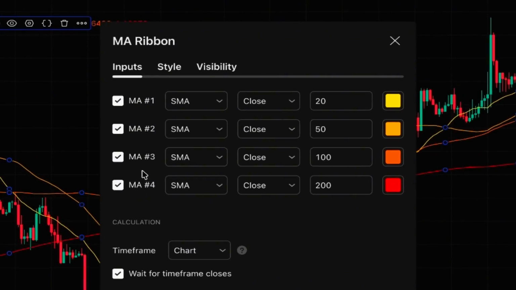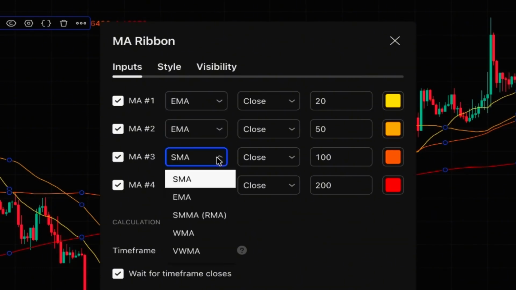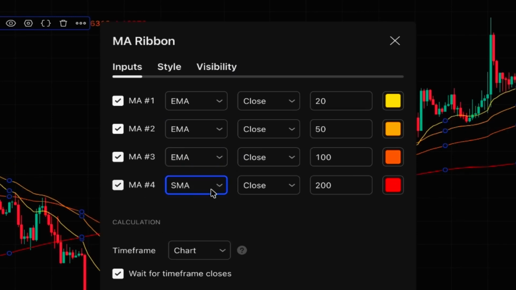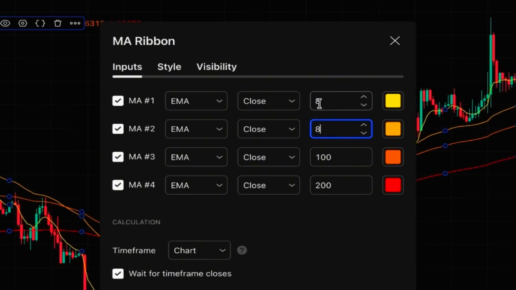In our trading strategy we need exponential moving averages. So here for the first moving average we set it at EMA. Here for the second one we'll also set it at EMA. Then we repeat this for the third moving average and we set it at EMA. And for this one, we also set it at EMA. For the first moving average, we set the length of the moving average at 8. For the second one, we also set the length at 8.